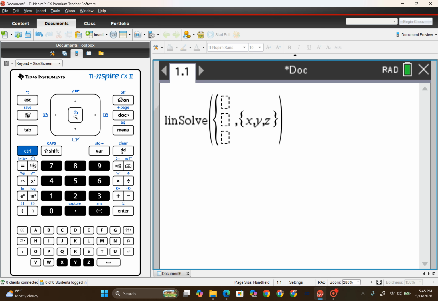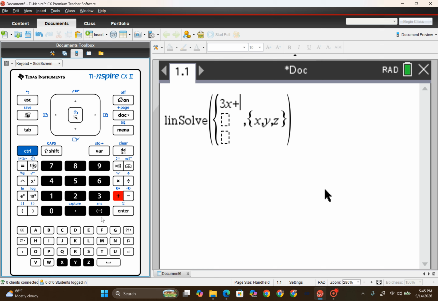So 3x plus 4y. I'm going to just do 1 with you. So 3x plus 4y. See this? Minus. That's the minus sign. Don't hit the negative sign. Minus 5z. And then equals is here. And then negative 27. Make sure that you know the difference between the negatives and the minus sign.